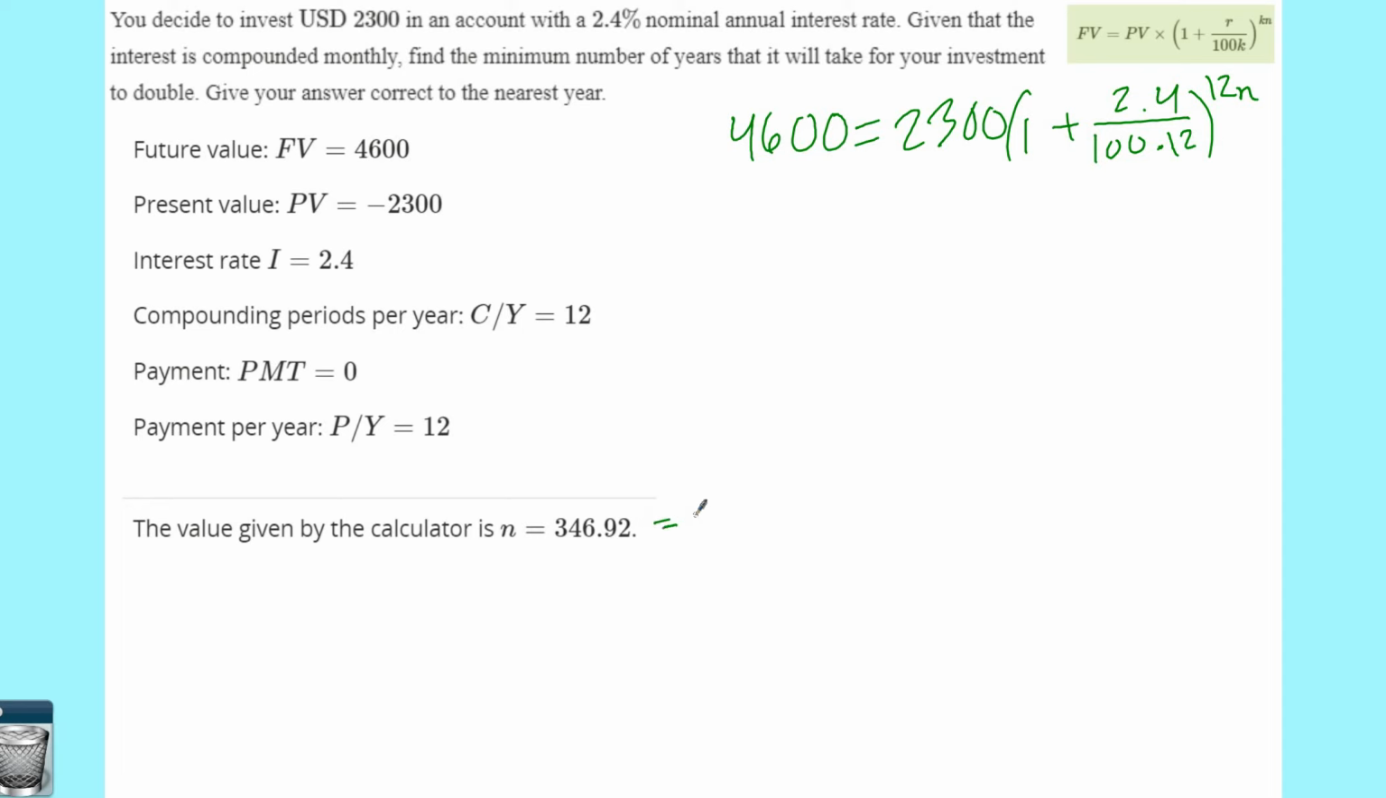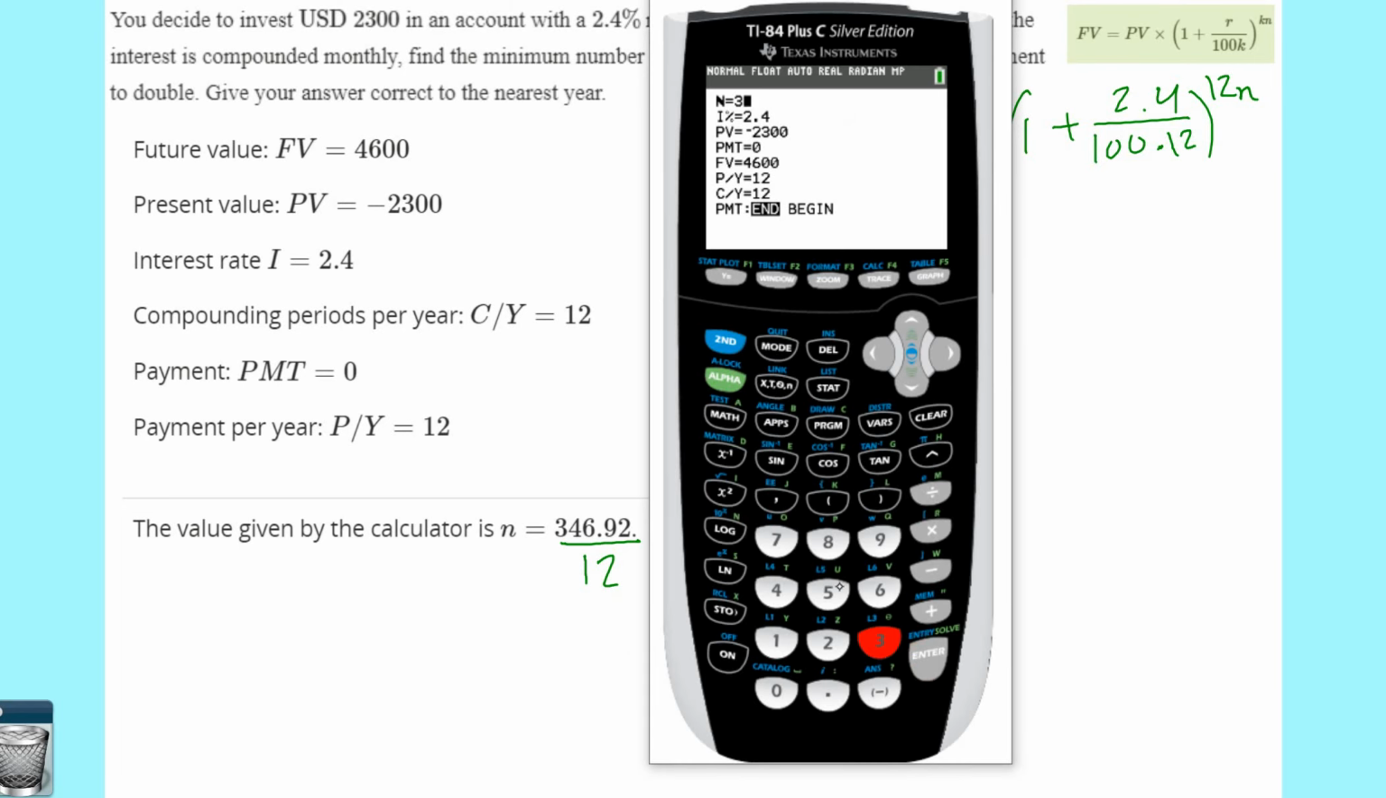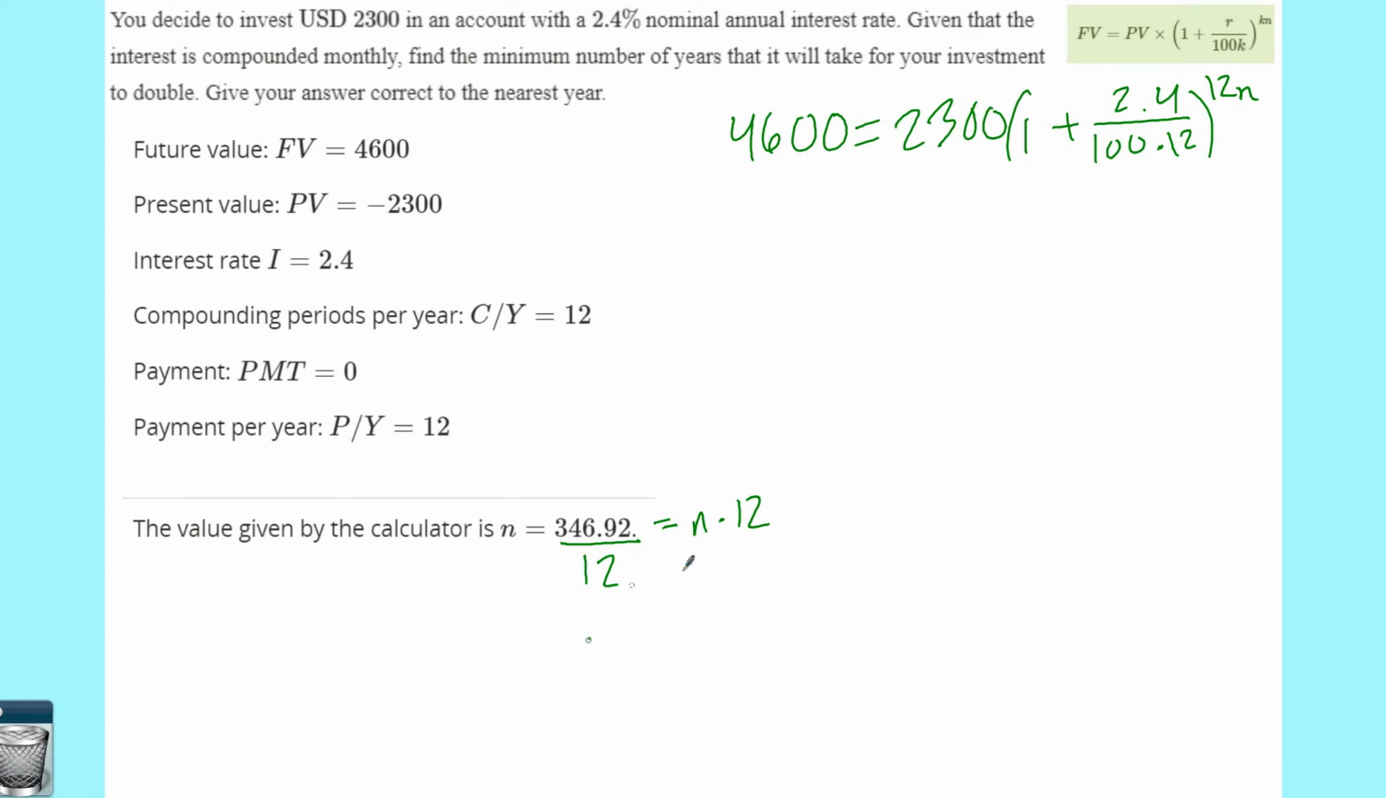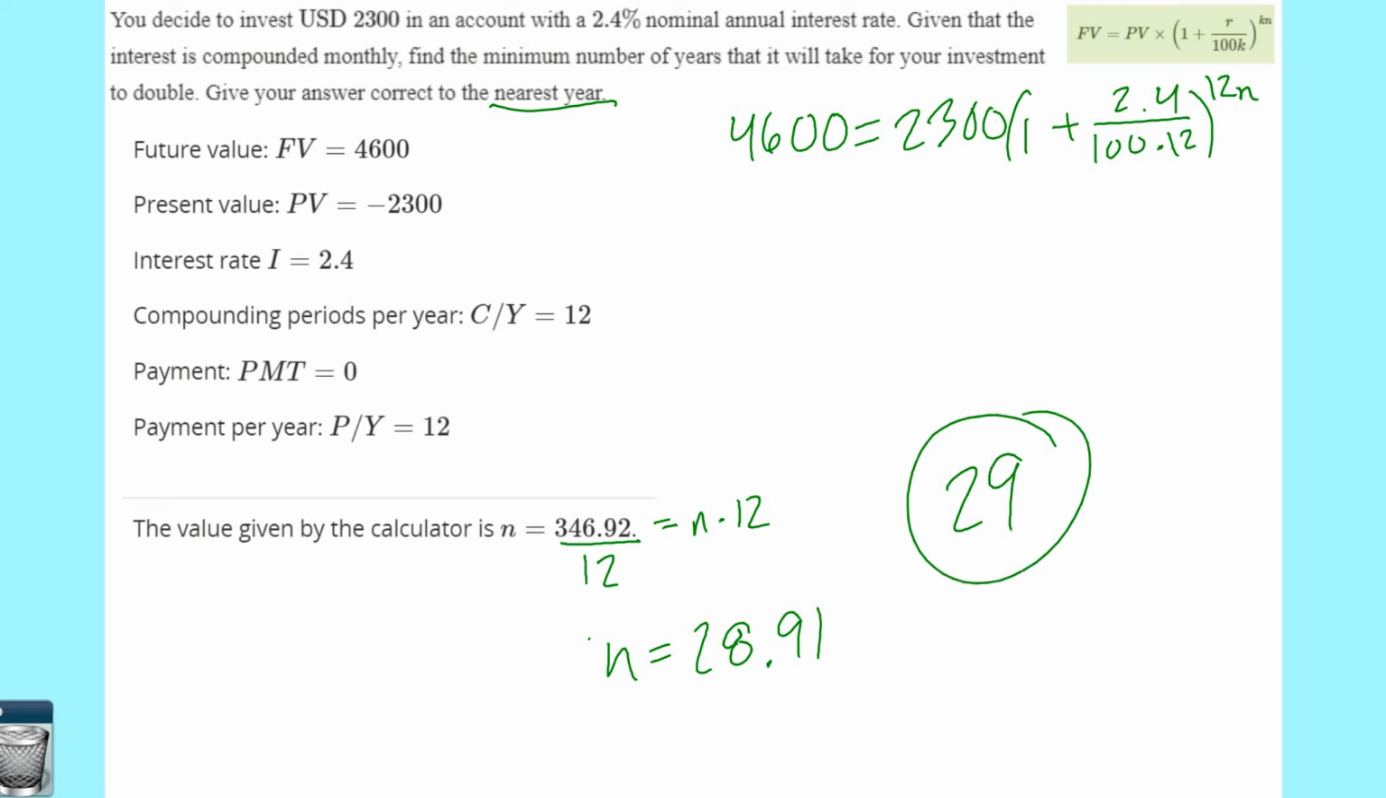Well, this represents the number of years times how many times a year, so times 12. So we need to divide this by 12. 346.92 divided by 12, we get 28.91. So really n is 28.91, which means I can't do it in 28 years. So I need to go up. We want the nearest year. So for me to make sure that I hit my mark, I need to make sure I go to year 29. So it's going to take 29 years.